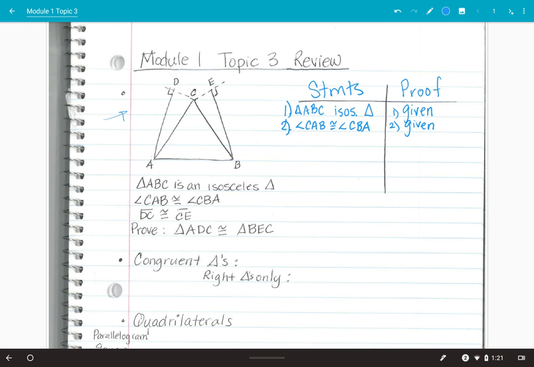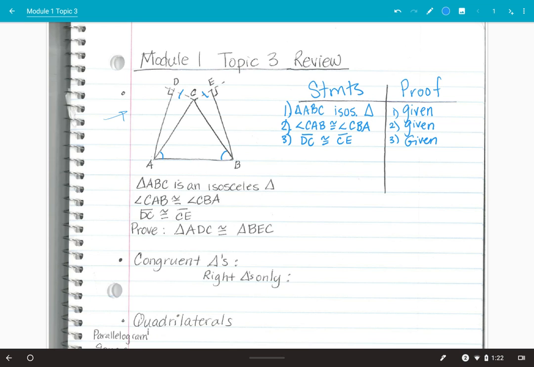Okay, so CAB and CBA. Okay? So we know those. And then we also know that segment DC is congruent to segment CE. It's also given. So DC, CE.